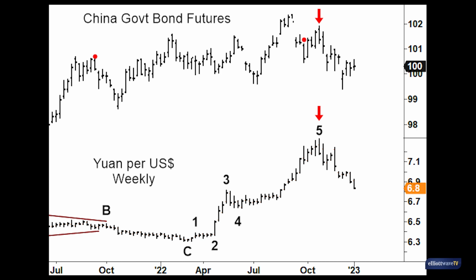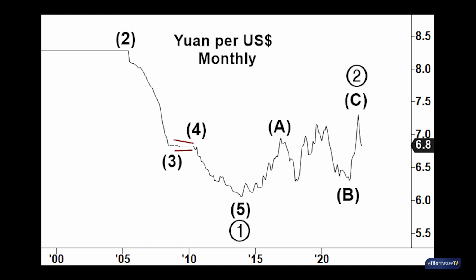Well, let's step back and look at the big picture, because there are some implications here. The second chart is a monthly chart of the yuan per dollar relationship. We've been tracking this corrective rally in the dollar for a couple of years, and now that rally has peaked. But the important point here is we think this is a primary degree top in the dollar versus the yuan, this wave 2 high. And it's therefore a much larger degree than other recent dollar tops.